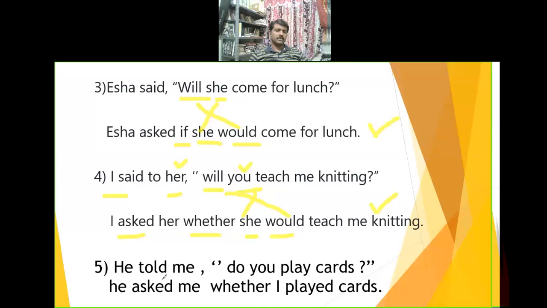Last example, he told me, do you play cards? Once again, do has come here. Do you play cards? He asked me, you have to put the reported verb ask. You have to put whether, remove the inverted comma. You, who is you here? He is talking to me. So instead of you, I put I. Remove this do. Play is simple present, you have to change it to simple past. Play becomes played. Whether I played cards. That's it.